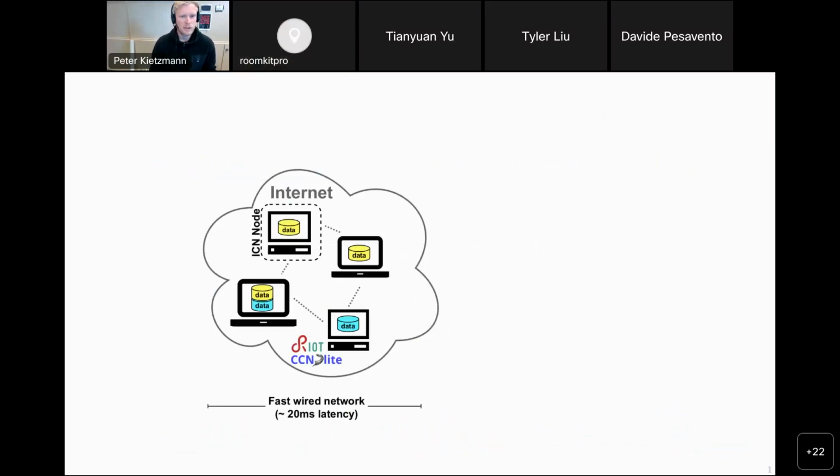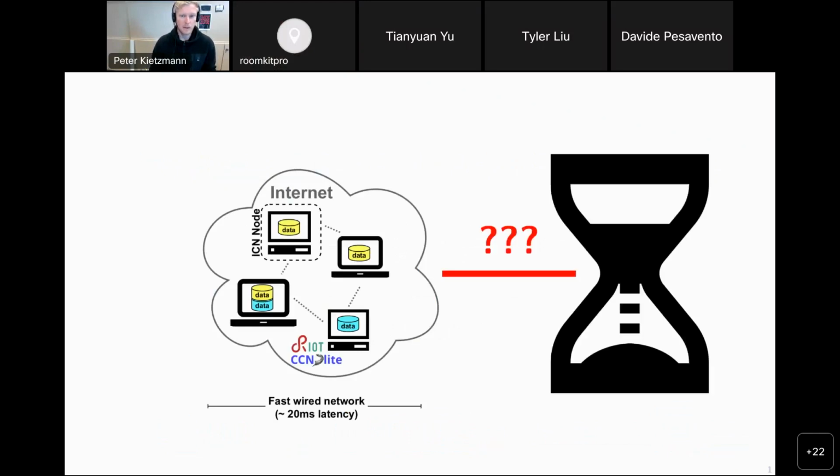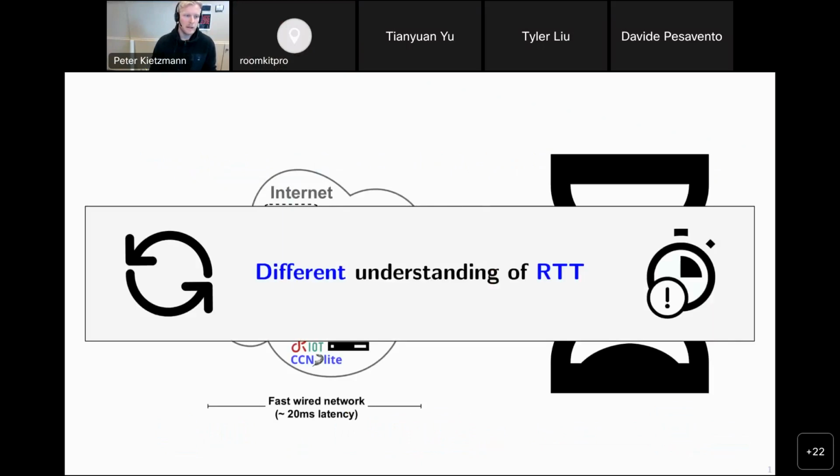So this is a simplified vision of what we call a regular ICN in this talk. It consists of networked ICN nodes with caches that are typically connected with wired links that expose latencies on the order of tens of milliseconds. But how do we connect the edge to these networks, which might introduce much longer delays? In this talk, we start from the observation that connecting regular networks and edge networks have different understandings.